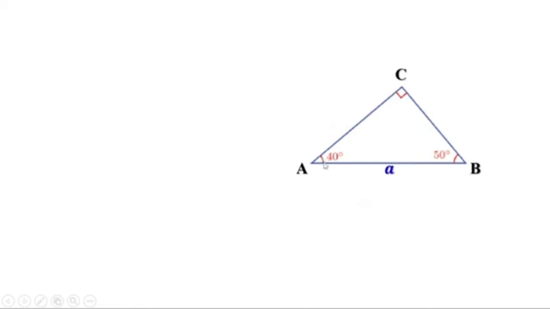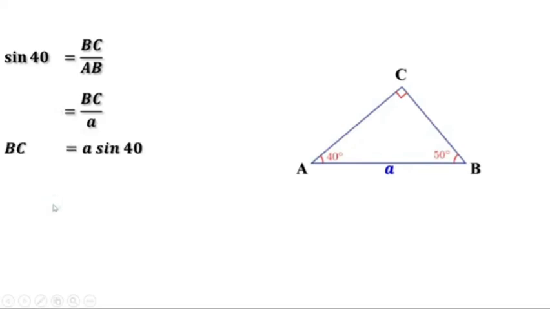ഓക്കെ, സോ കൺസിഡർ ദിസ് ക്വസ്റ്റ്യൻ. എ റൈറ്റ് ട്രയാങ്കിൾ എ ബി സി വിത്ത് എ ബി ആസ് എ, hypotenuse is given a. We have to find the remaining two sides. For that, sin 40 is opposite by hypotenuse, that is BC by AB. Therefore sin 40 is equal to BC by A. Then how to find BC? BC is equal to A into sin 40. Clear, children? Length of BC is A into sin 40.